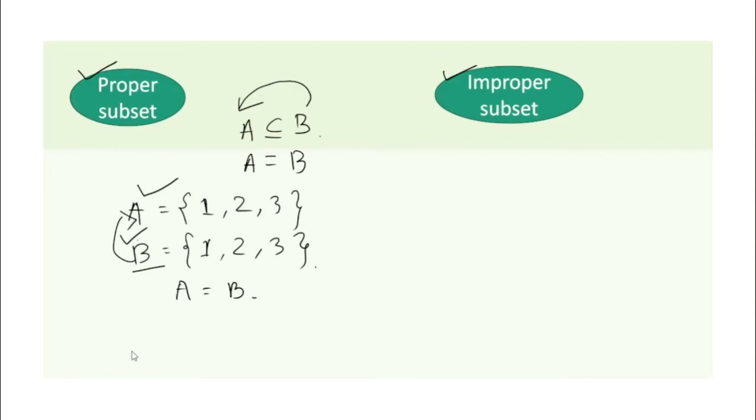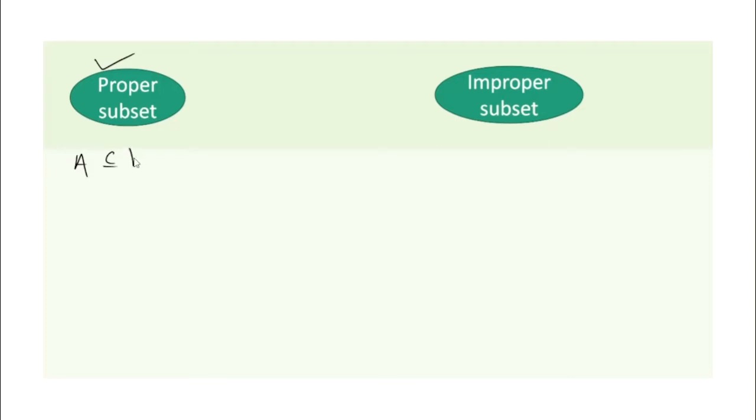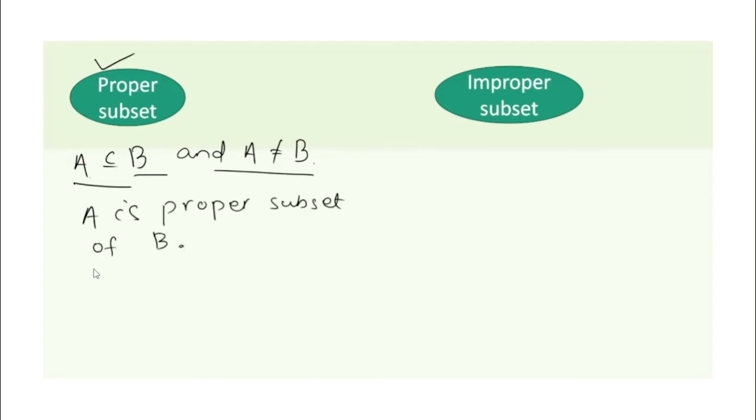Now, what do you mean by proper subset? Let set A be a subset of set B, and A is not equal to B. If these two conditions hold, then we say that A is a proper subset of set B. In this case we denote it as A ⊂ B. Here we don't put any extra line below this symbol, which means this is a proper subset.